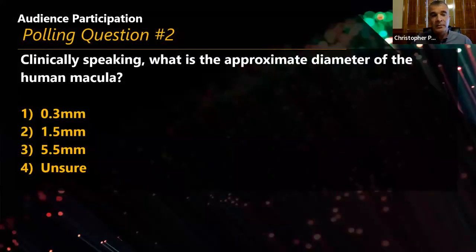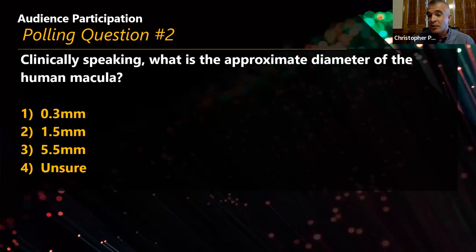So polling question number 2, it's important enough that I've hammered on it already, but I thought I would put it out there just to see if everyone is still awake and paying attention. But clinically speaking, what is the approximate diameter of the human macula? Just because everything is relative.